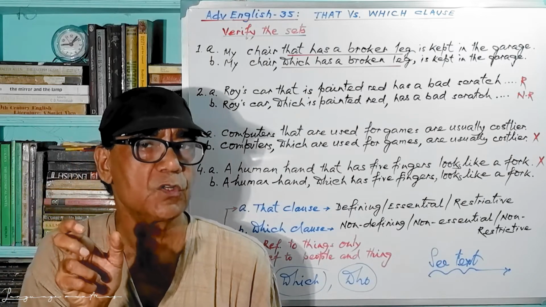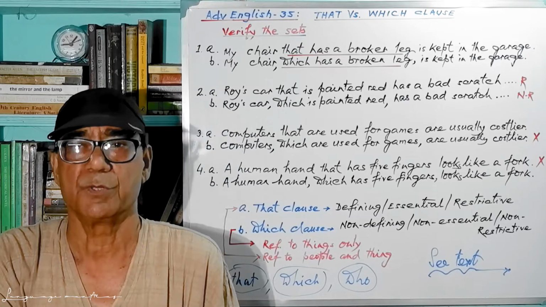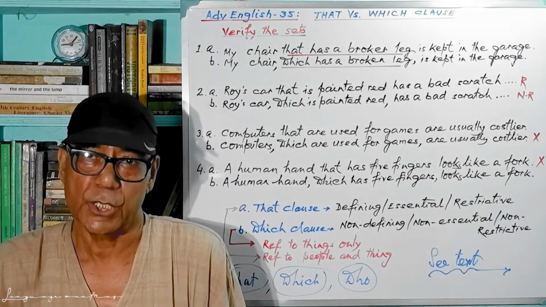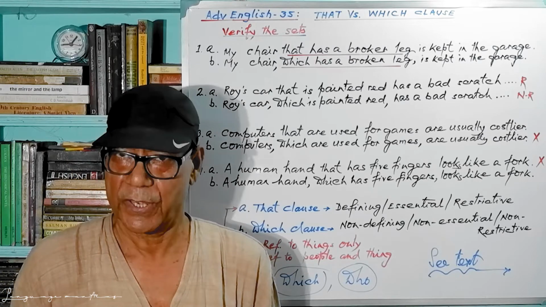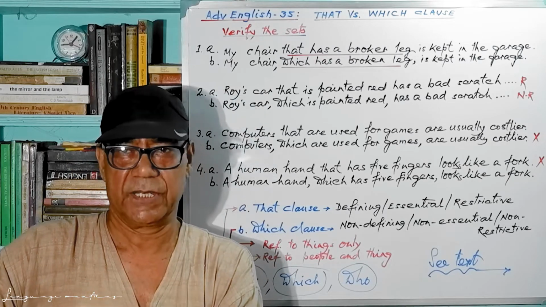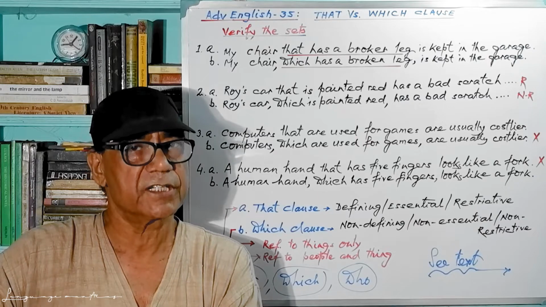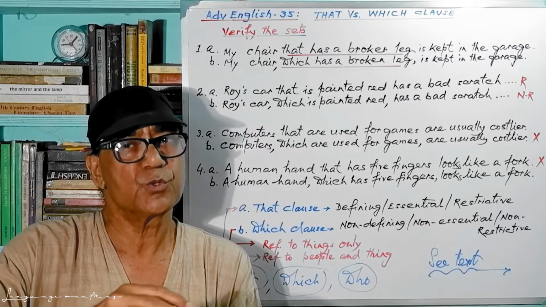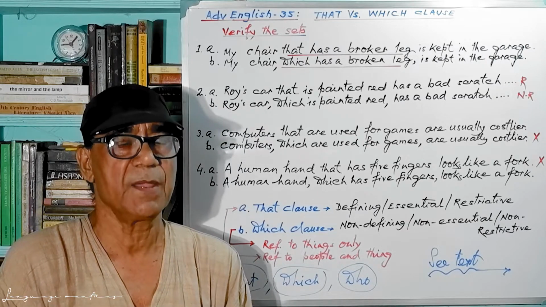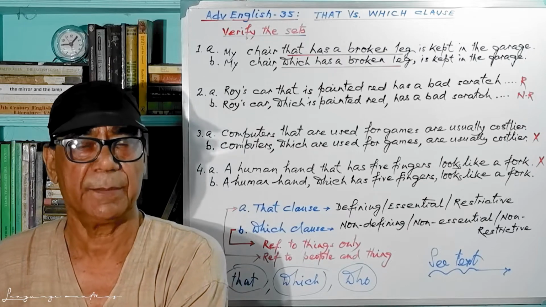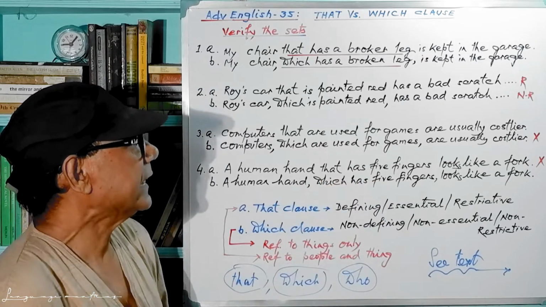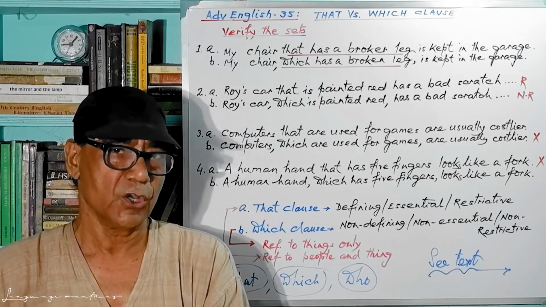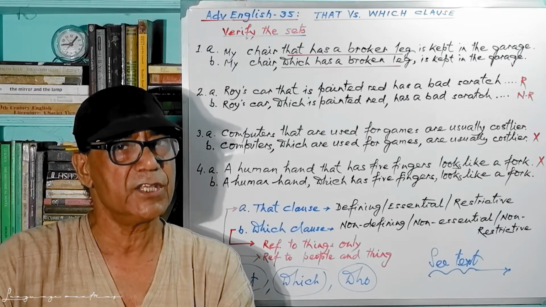I'm talking about a particular type of computer that is used for gaming purpose. So again, I'm trying to be selective. I'm trying to be restrictive. I'm trying to single out a particular type out of so many types. Computers that are used for games are usually costlier. Very nice sentence. There is no problem.